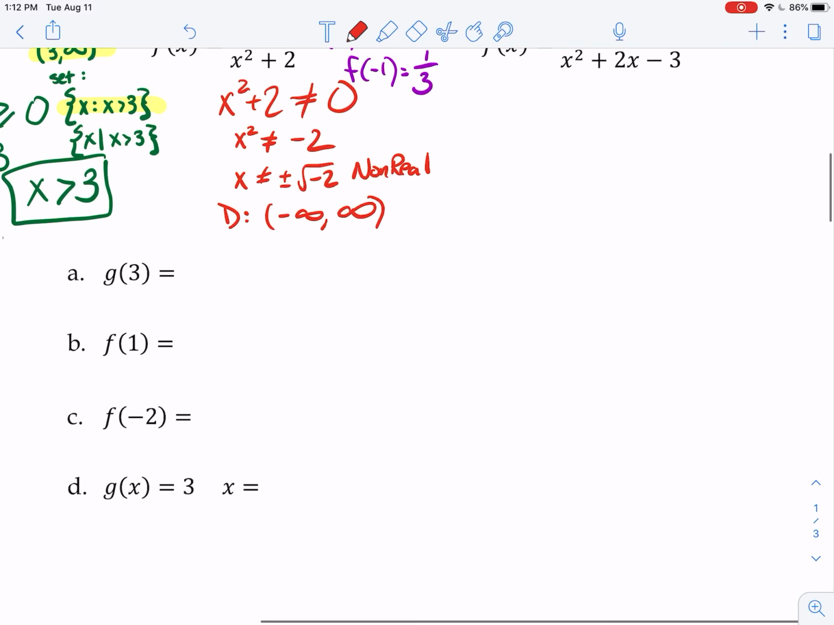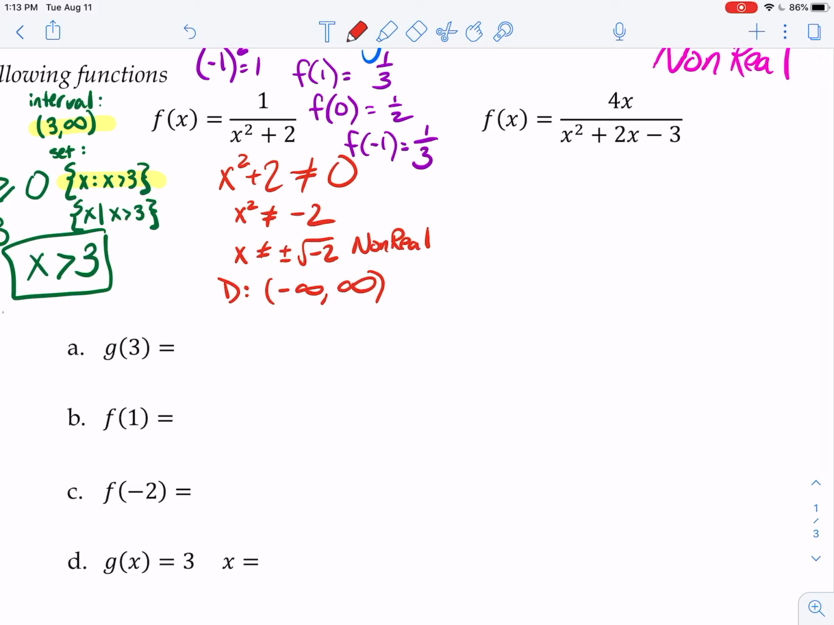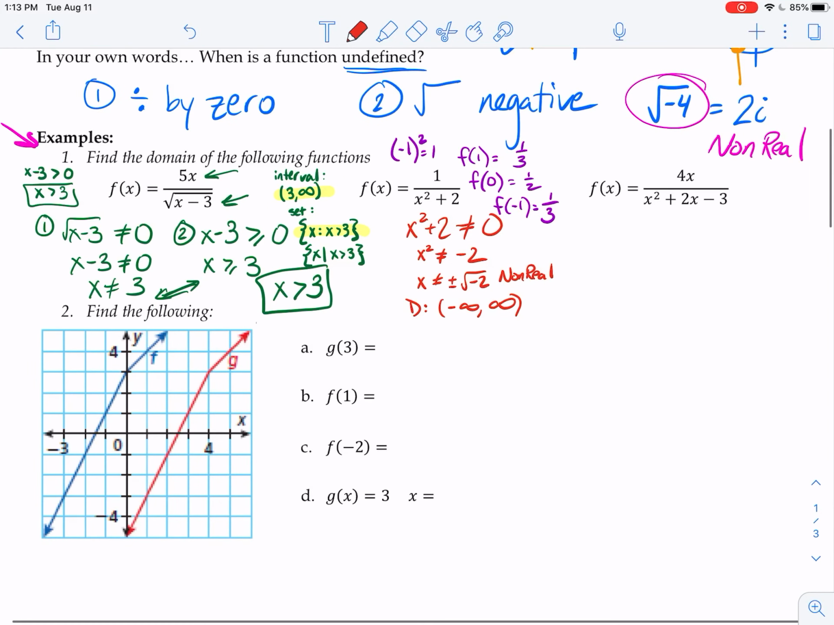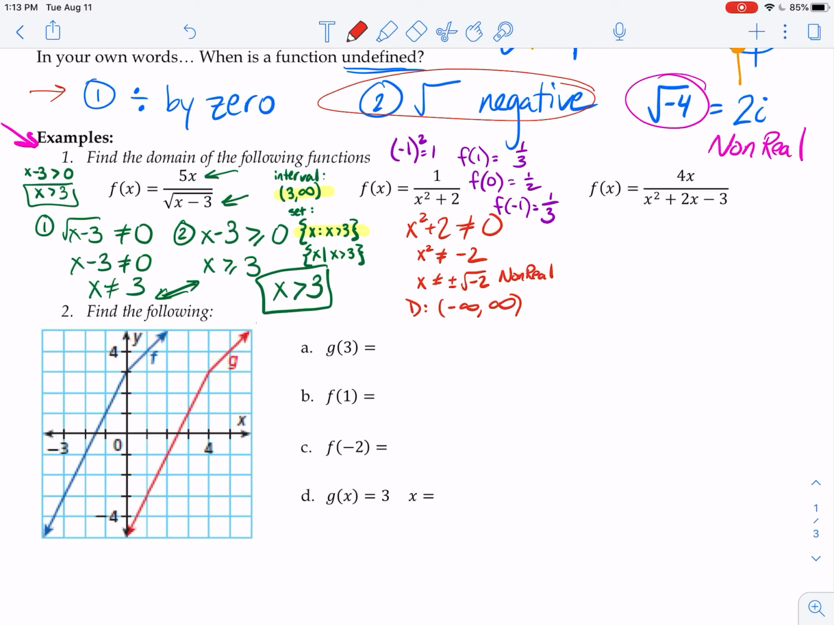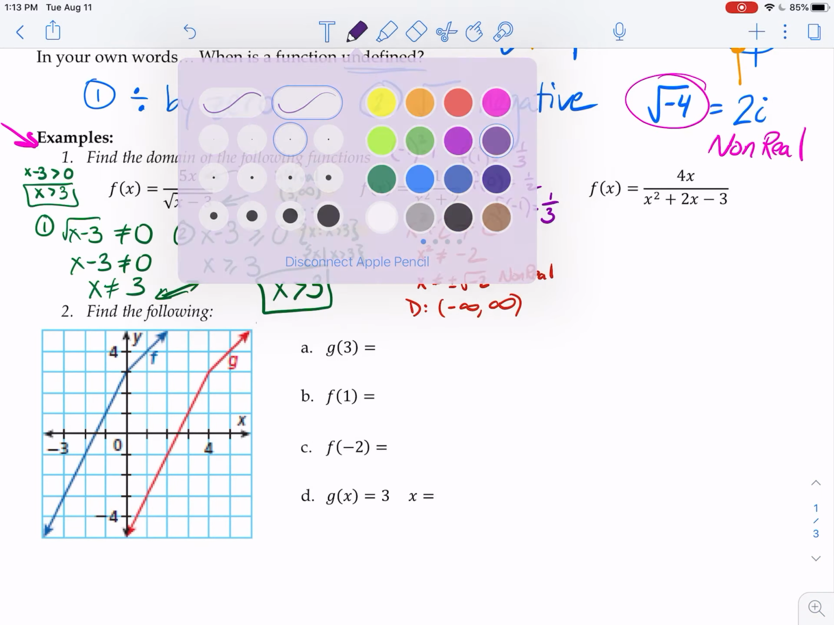Okay, next, we're asked for the domain of this. So here, what I need to do first is figure out when the denominator can equal 0. Notice once again, there are no square roots in there, so I'm not worried about that. I'm just worried about that part right there. Okay, new color. There we go.